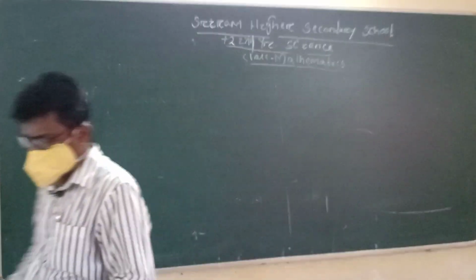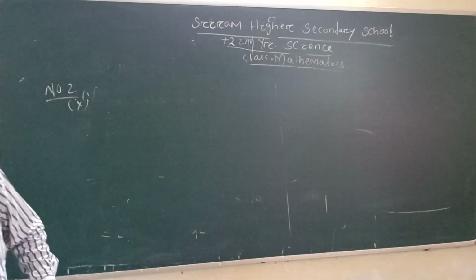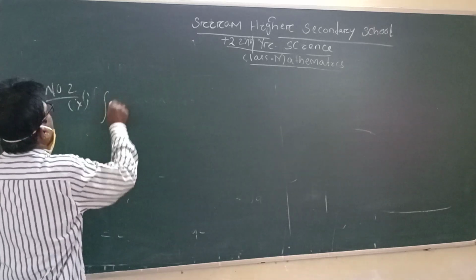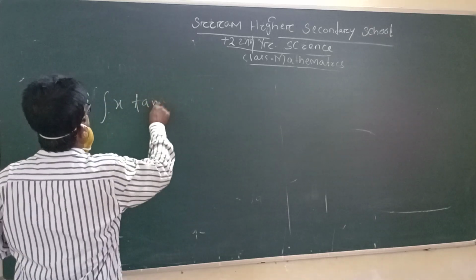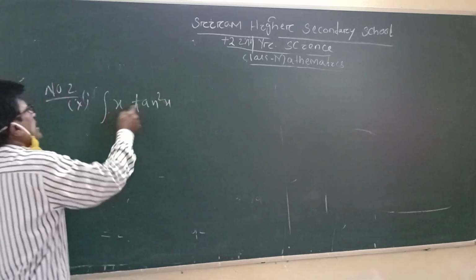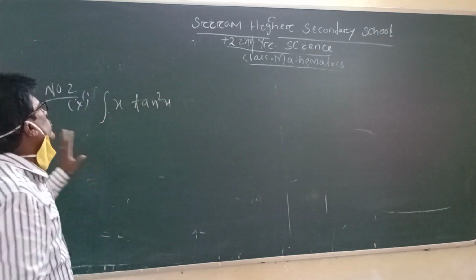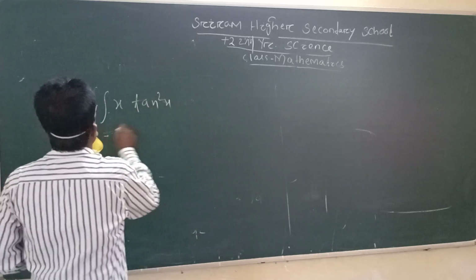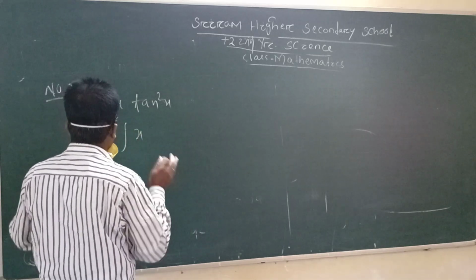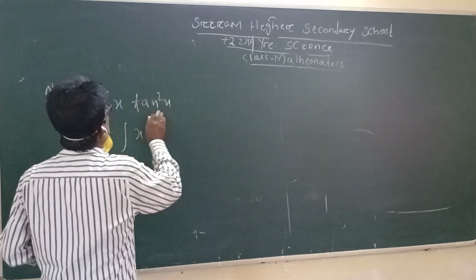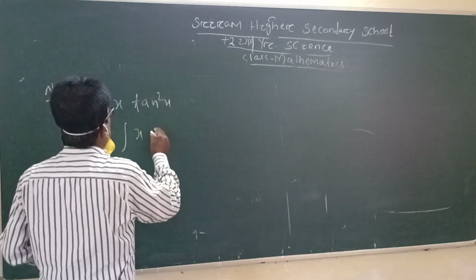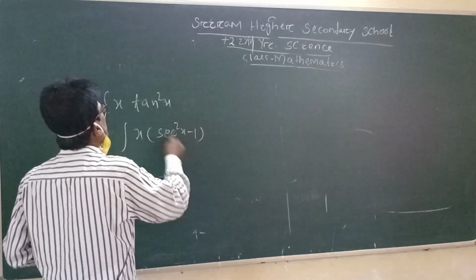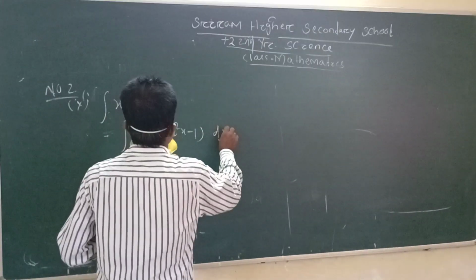You know, number X is equal to x tan square x. No doubt that is algebraic and that is trigonometry, but you don't know the integration value of tan square x. So how to solve this problem? You factorize: tan square x is equal to sec square x minus 1. You know sec square x minus 1 is equal to tan square x dx.